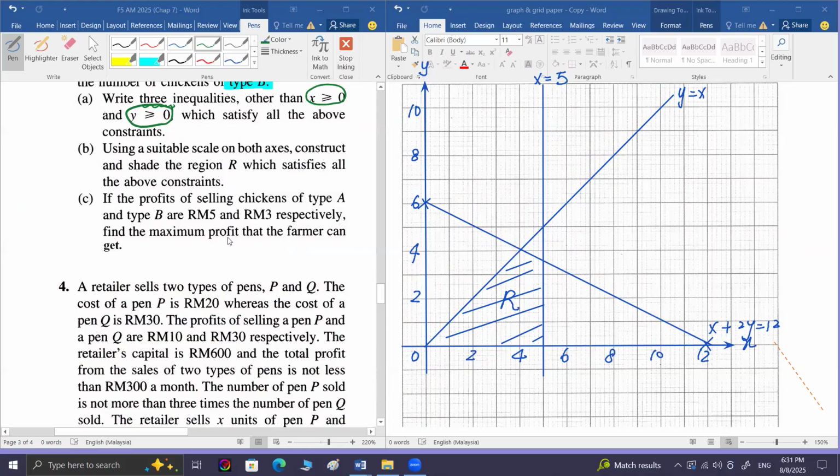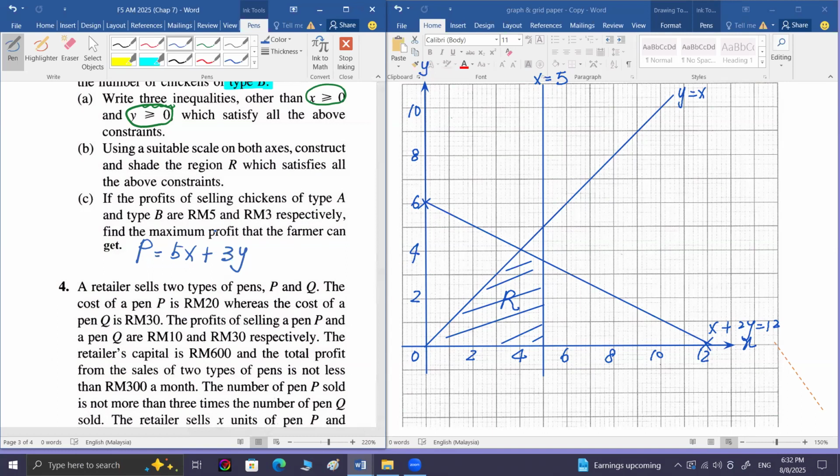Okay, C. If the profits of selling chickens of type A and type B, so okay, profit, I make it P. Type A, profit is 5 ringgit, 5x. Type B, profit is 3 ringgit, so 3y. Okay, continue like this, class. You let 5x plus 3y. Before that, you have to see whether there is any 5x plus 3y line here. We don't have, right? Okay, we don't have, so you have to draw this line and shift it to the maximum point. Okay, I keep trying.